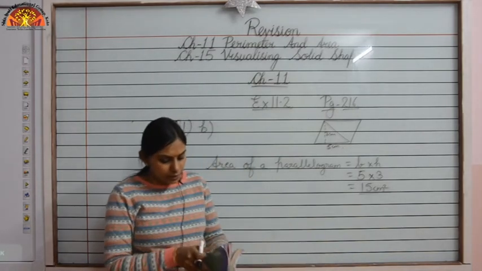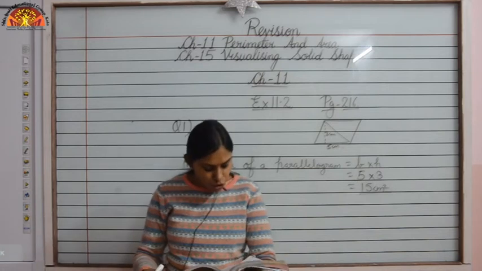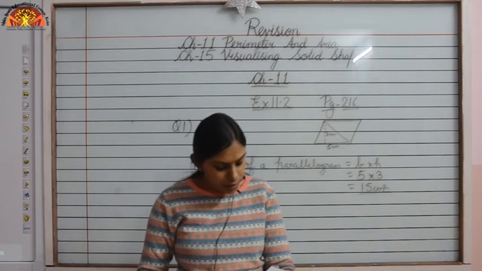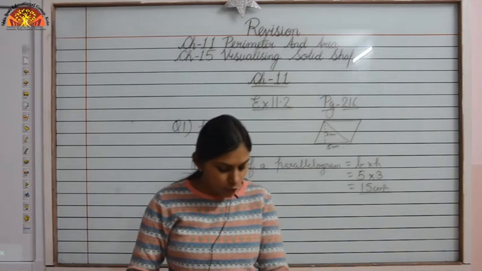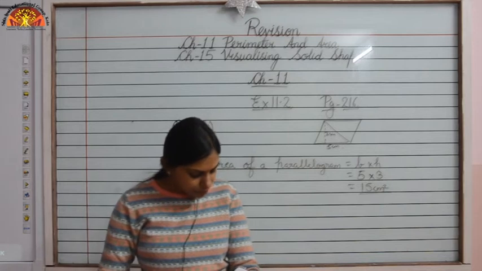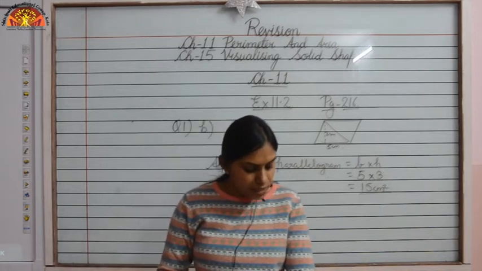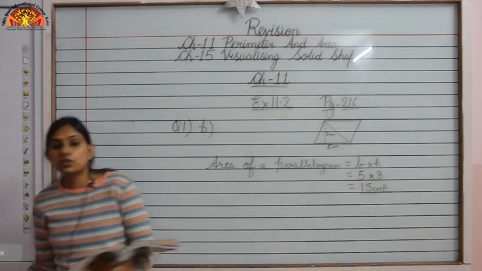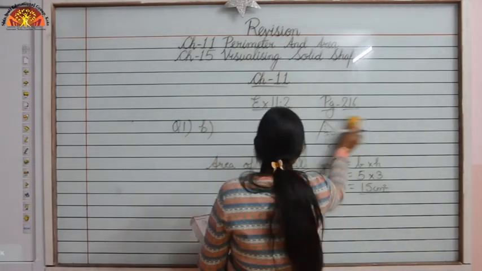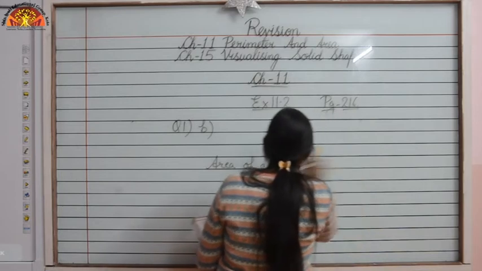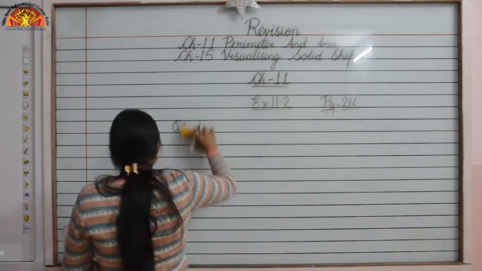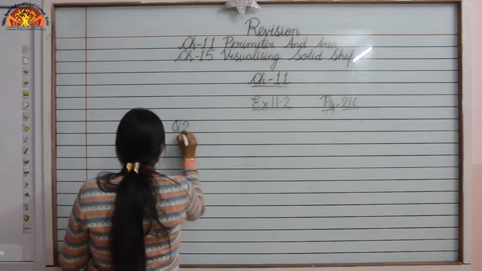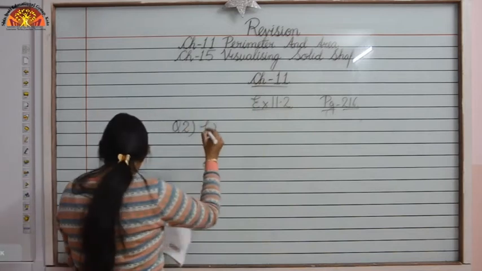Now just see children, next question over here, that is question number 2. Find the area of each of the following triangles. So children, we have to find the area of a triangle. You can just see again question number 2, B part. So what is the area of a triangle? It is half into base into height. So just see question number 2, B part.